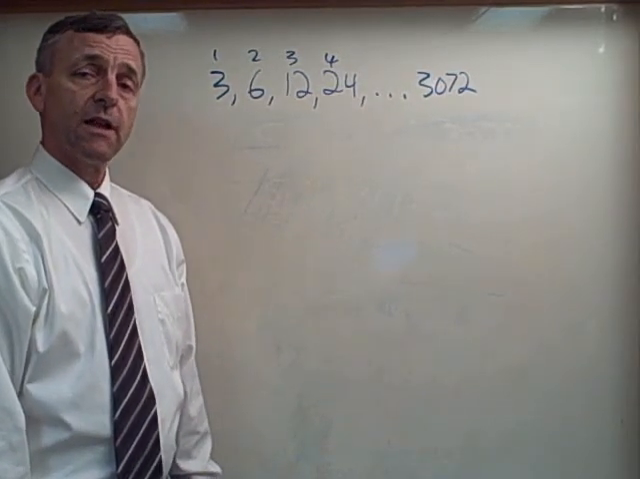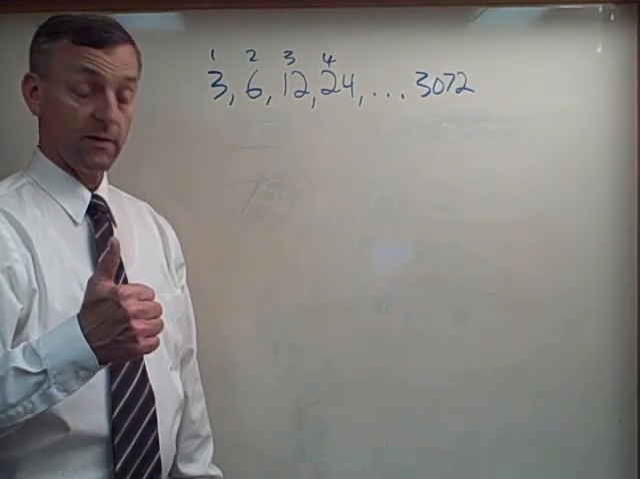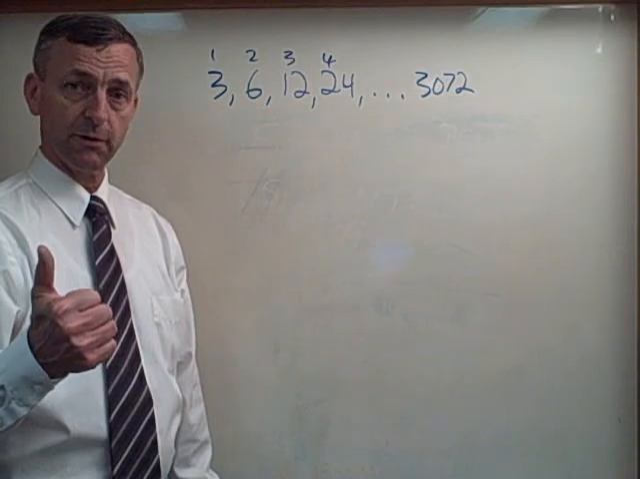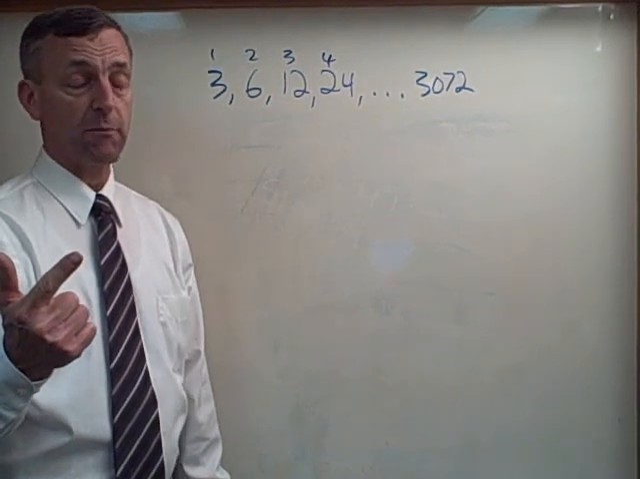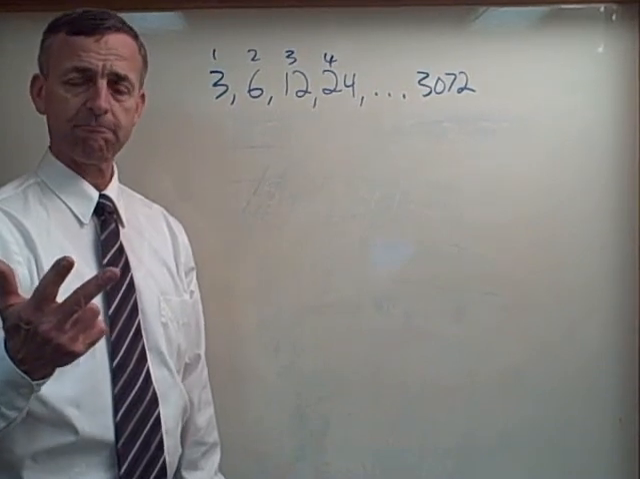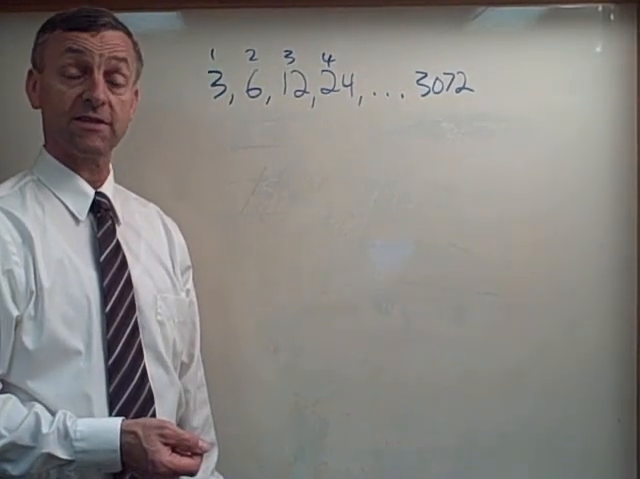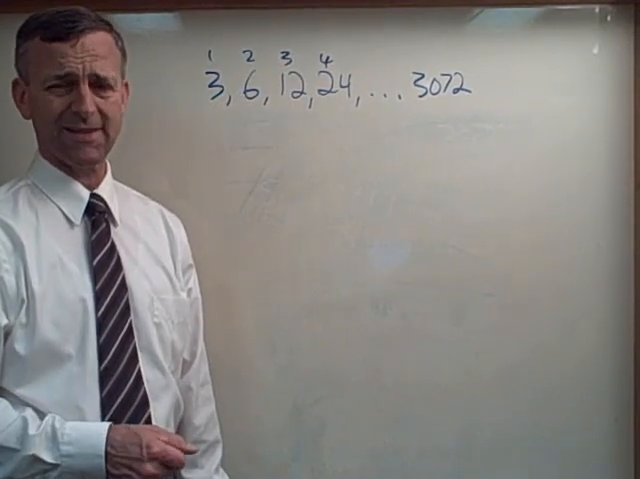Well, just like with the arithmetic sequences, we had to find what the nth formula was, the nth term. We had to find how many terms there were in the sequence, and we had to find the sum of the sequence. We're going to now show you how to go about finding the sum of a geometric sequence.